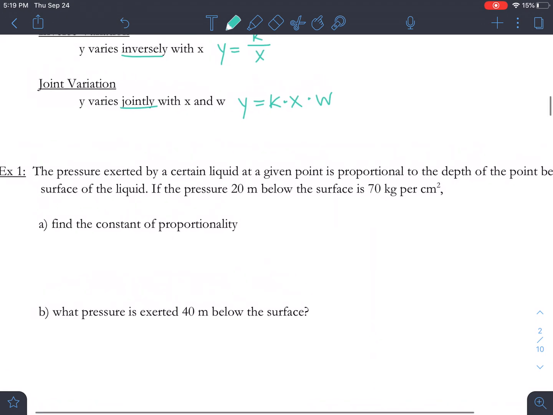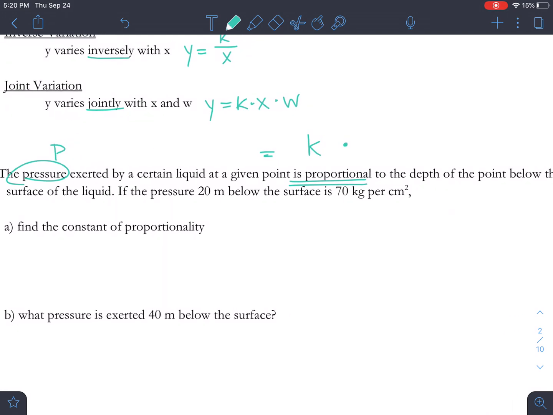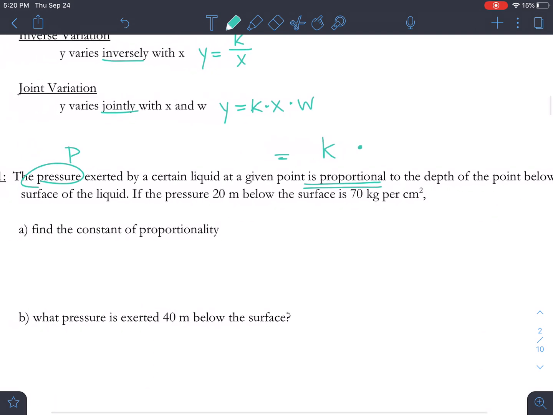It says the pressure exerted by a liquid at a given point is proportional. So we should see this is kind of a red flag. It's going to say directly varies or is proportional. And then you get to pick all your variables here. So pressure, I'm going to pick P, is directly proportional. I'm going to put K times, and again, I'm doing that because directly proportional means it's falling into this variation equation, to the depth of the point below the surface of the liquid. So depth, I'm going to do D as a variable here. Now it gives us more information, but let's just write down P equals K times D. Pressure directly varies with the depth.